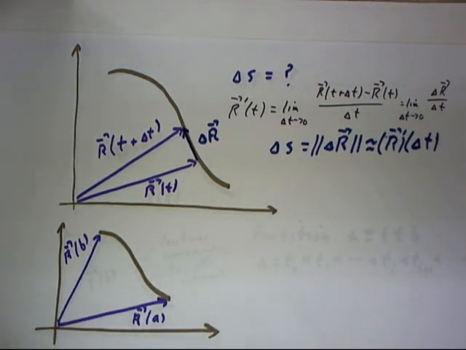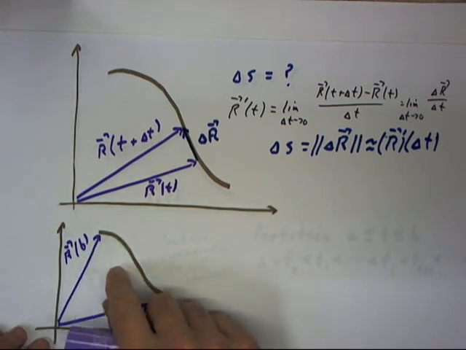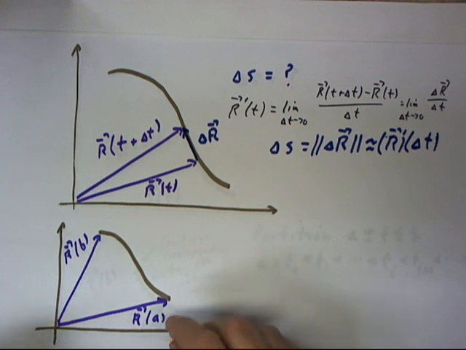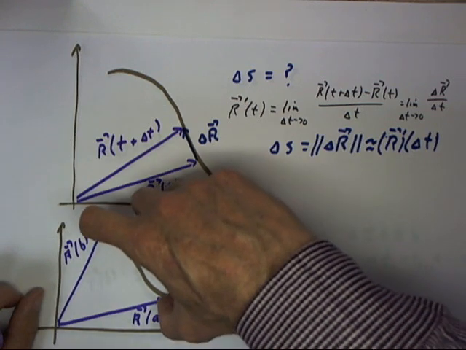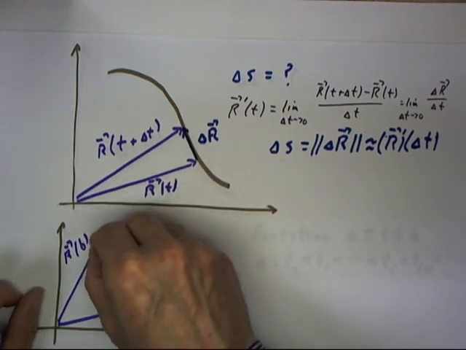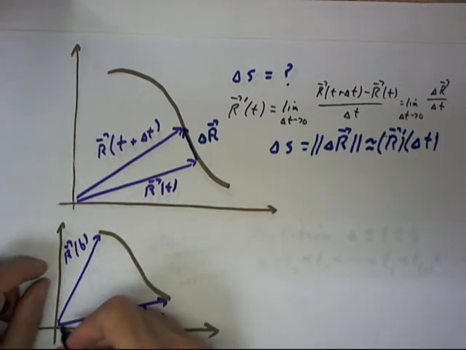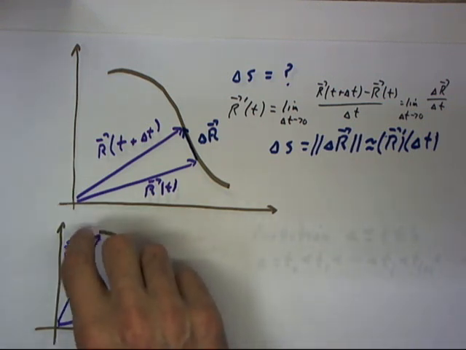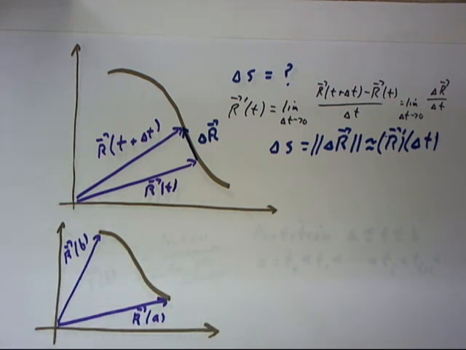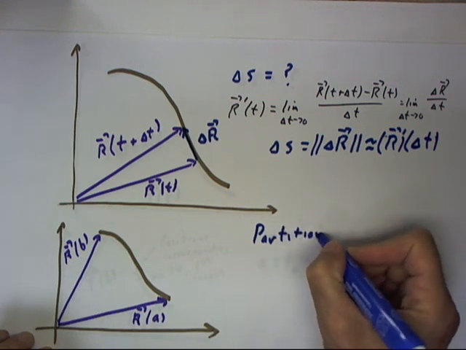If we want to find the distance between two more separated points of a curve, where the curve might change direction drastically in between, so that the distance from here to here along the curve is significantly greater than the distance from here to here along a straight line, then we consider the following. We partition the interval between A and B, and let's write out that partition.